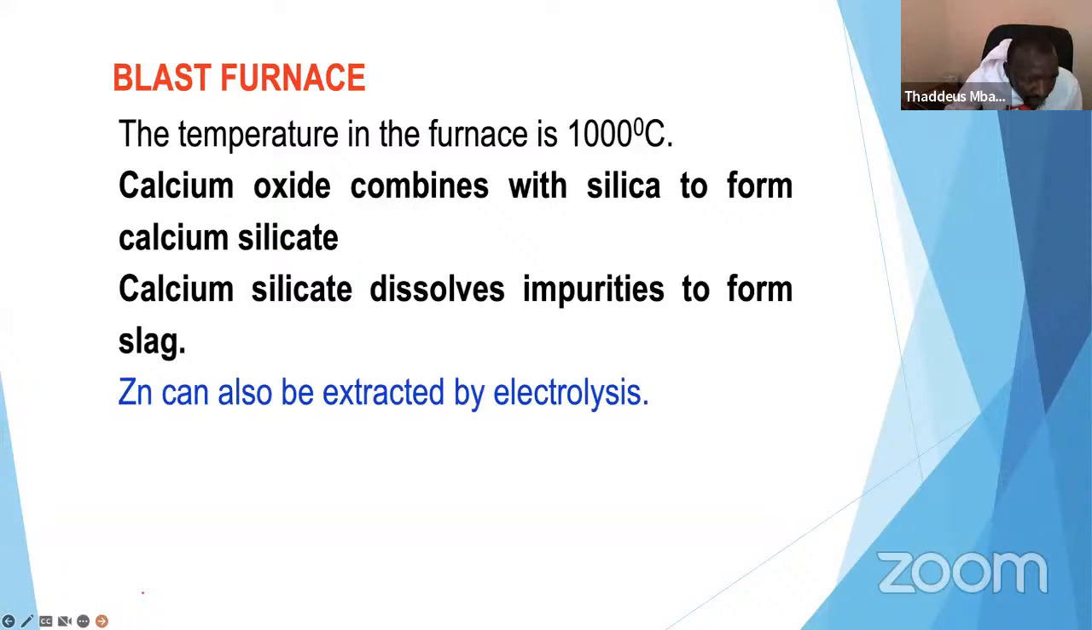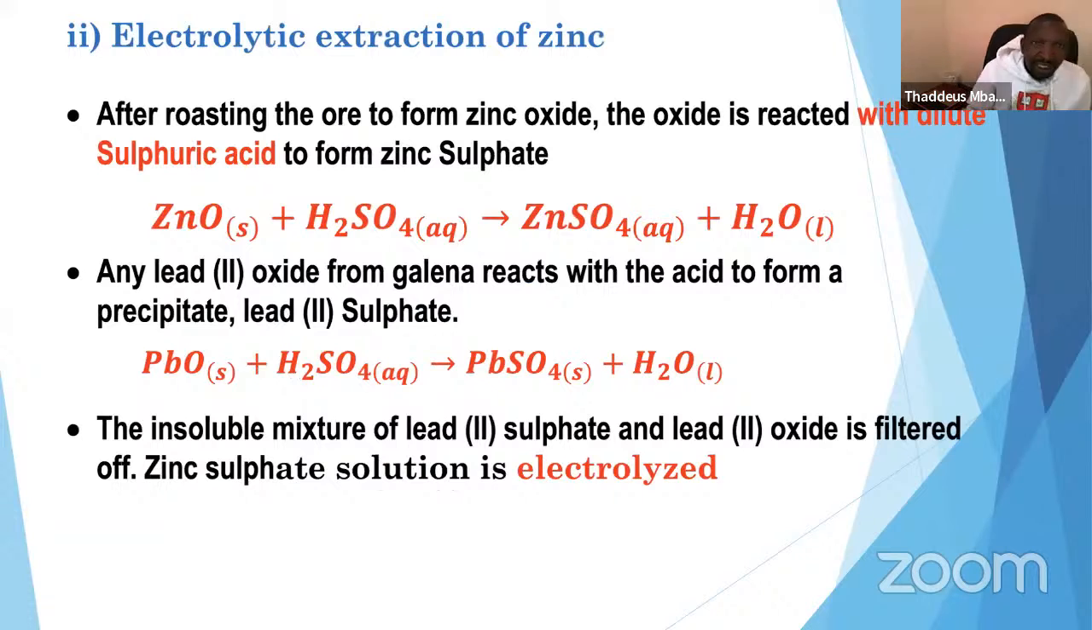We also need to talk about how zinc can be extracted using electrolytic extraction. After roasting the ore to form zinc oxide, the oxide is reacted with dilute sulfuric acid to form zinc sulfate solution. Any lead oxide from the galena reacts with acid to form a precipitate, which is insoluble lead(II) sulfate. You can see from here. Then the insoluble mixture of lead(II) sulfate and lead oxide is filtered off, and the zinc sulfate solution is now electrolyzed, as shown in the next slide.